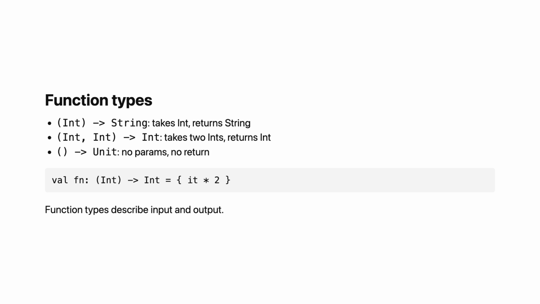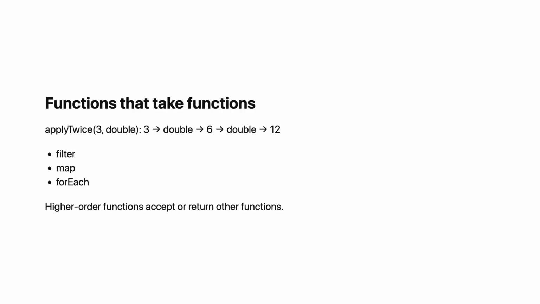A higher-order function is a function that takes functions as parameters or returns functions. fun applyTwice(x: Int, operation: (Int) -> Int): Int, return operation(operation(x)). applyTwice takes a number and a function. It applies the function twice. val result = applyTwice(3, { it * 2 }). Start with 3, double to 6, double to 12. Higher-order functions abstract over actions.